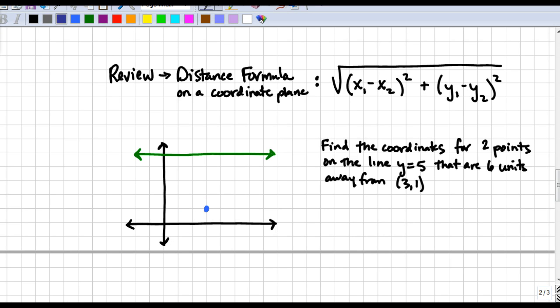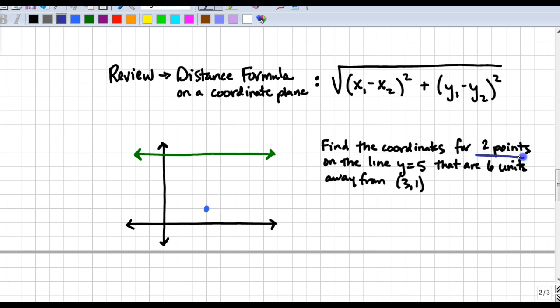And I did go ahead and fix my graph here so that it was accurate. So it is an accurate graph now. Find the coordinates for 2 points on the line y equals 5. So here's my line y equals 5 here. It's a horizontal line. And then I need 6 units away from this dot.